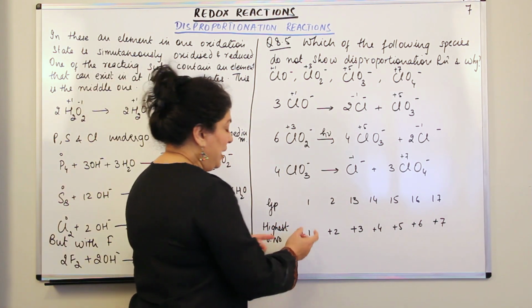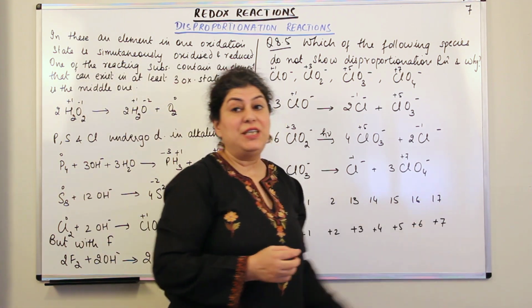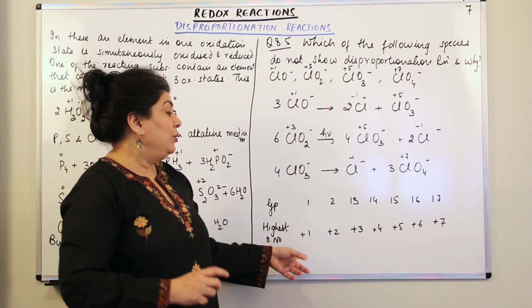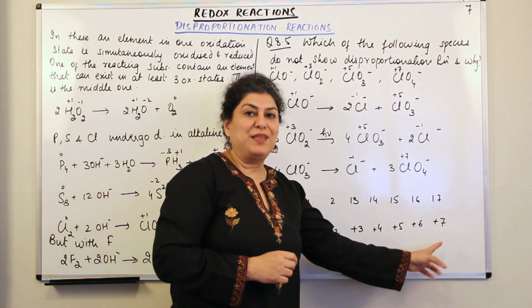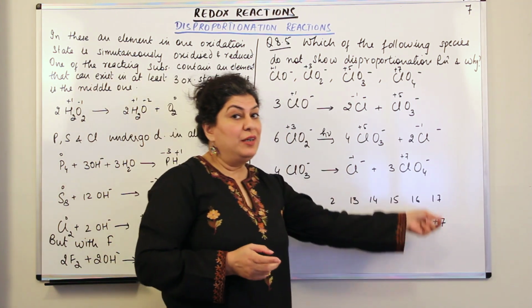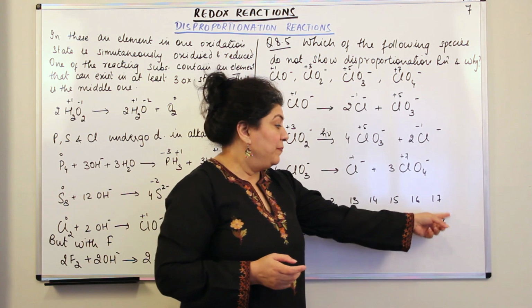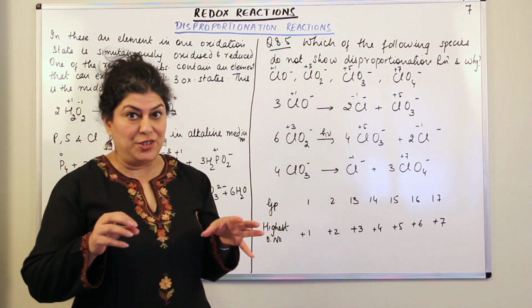So, therefore, for group 1, group 2, group 13, group 14, 15, 16, 17 elements, the highest oxidation states are +1, +2, +3, +4, +5, +6, +7. And chlorine belongs to the halogens, that is the 17th group. Therefore, the +7 oxidation state is the highest oxidation state.